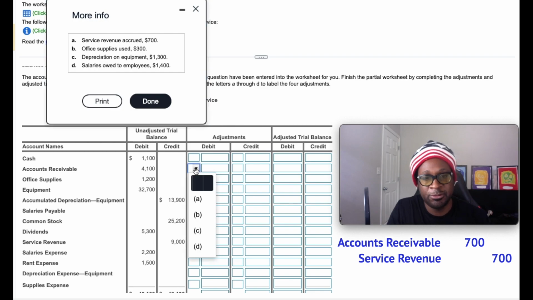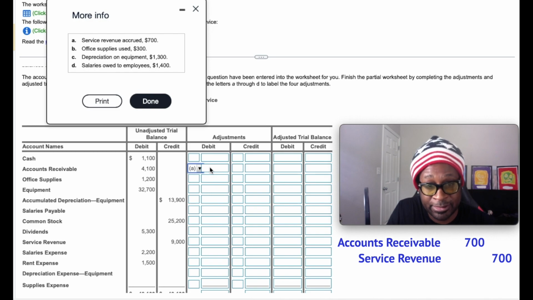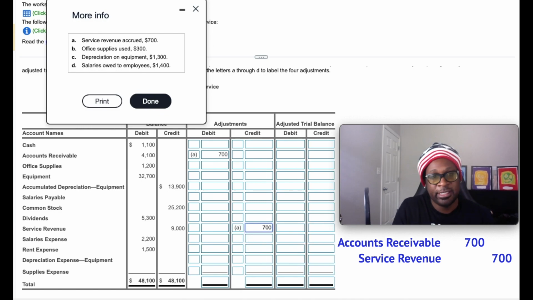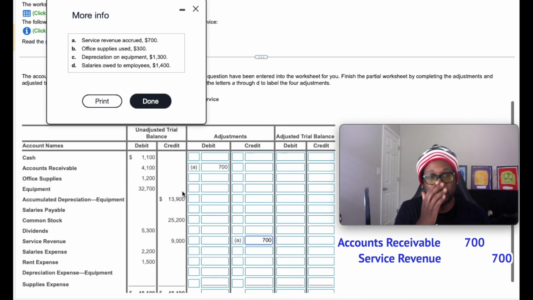So what we're going to do is find A, and it's going to represent a debit to accounts receivable for the $700. And we're going to scroll all the way down to the service revenue, and we're going to go in the credit column, of course, A, for $700 as well. Easy breezy, gang. Moving on.